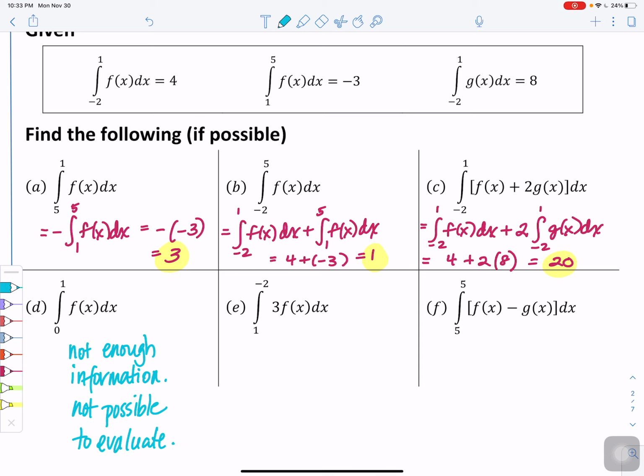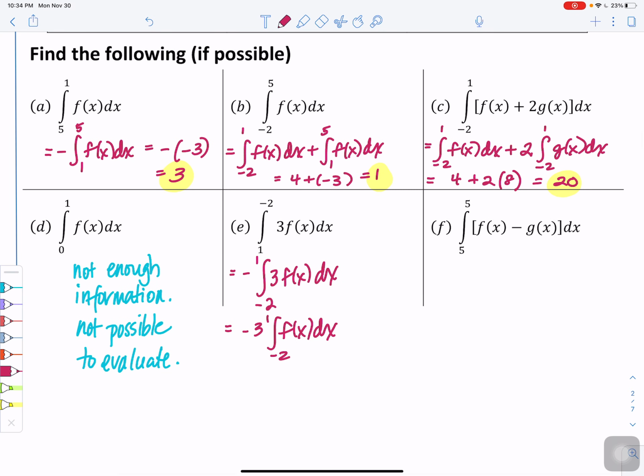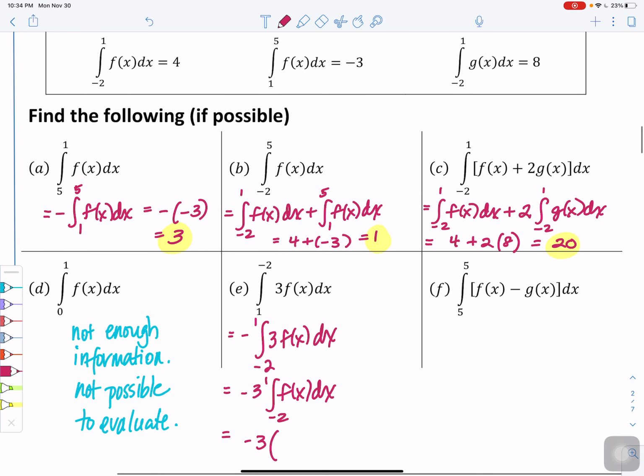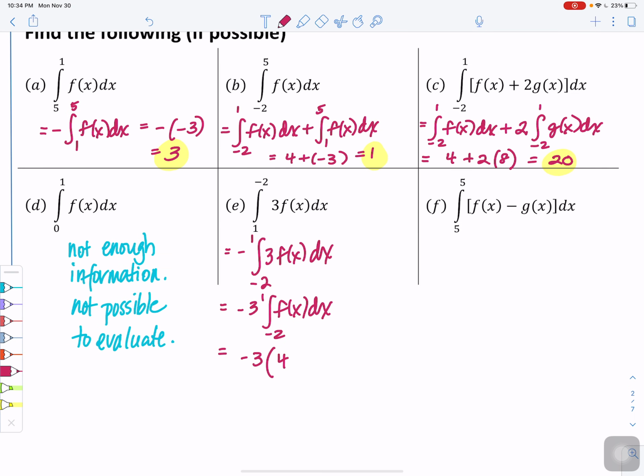Okay, how about the integral from 1 to -2 of 3f of x dx? You're going to like this one. That's the opposite of the integral from -2 to 1 of 3f of x dx. And now let's use our constant rule. That's -3 times the integral from -2 to 1 of f of x dx. And we were given that the integral from -2 to 1 of f of x dx is equal to 4. So we have -3 times 4, which is -12.